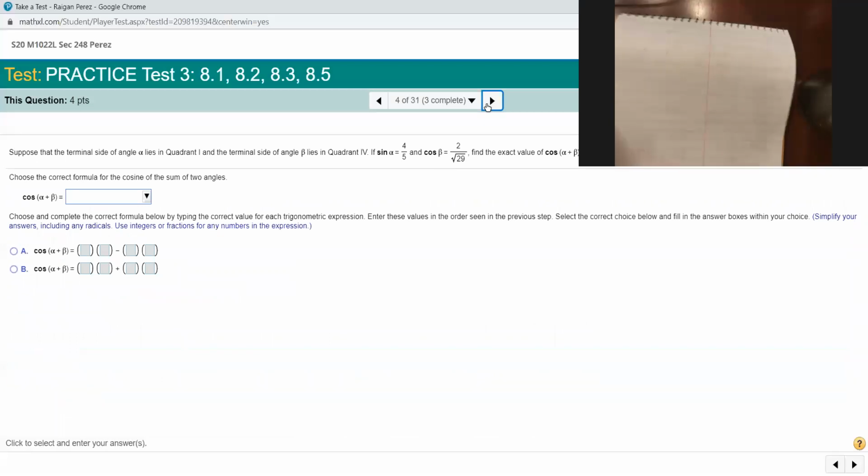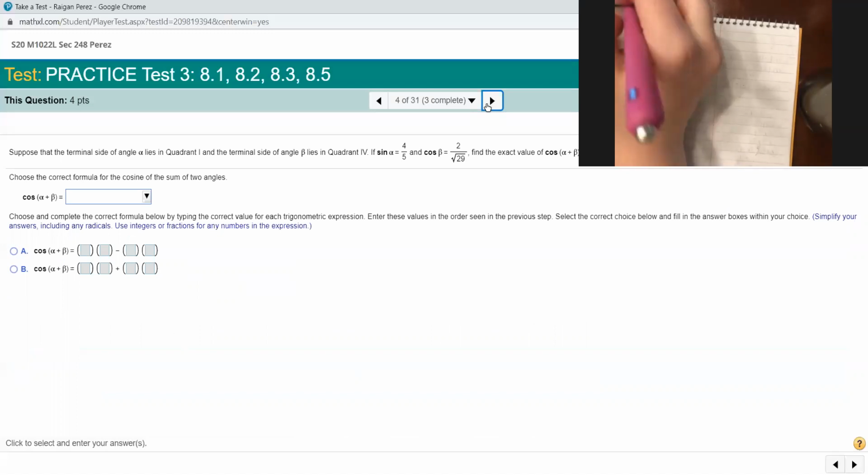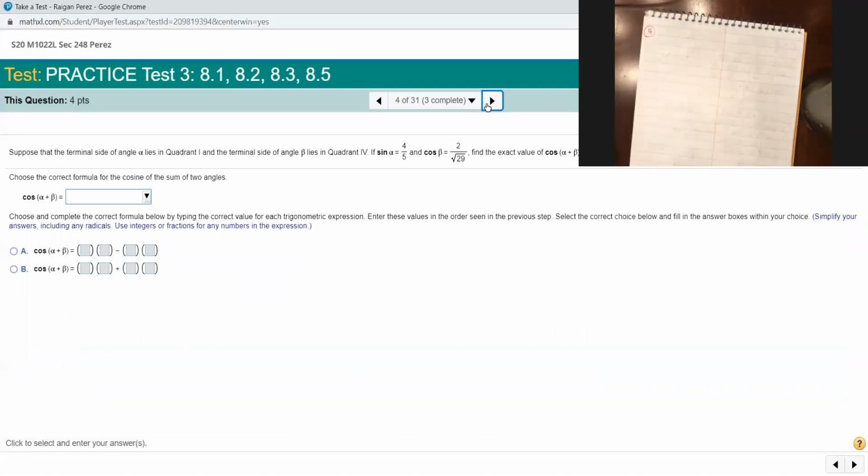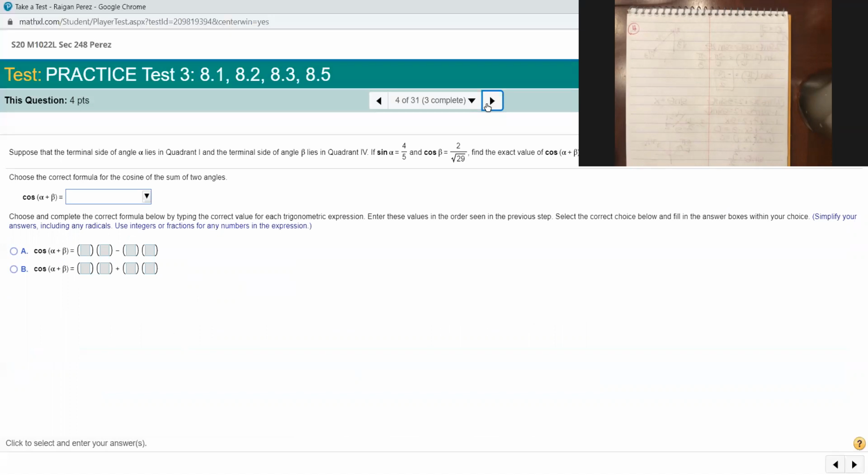Okay, so next, number 4. Let me switch my notebook around. Suppose the angle alpha is in quadrant 1 and beta is in quadrant 4. If sine is that, find the exact value of cosine of alpha plus beta.